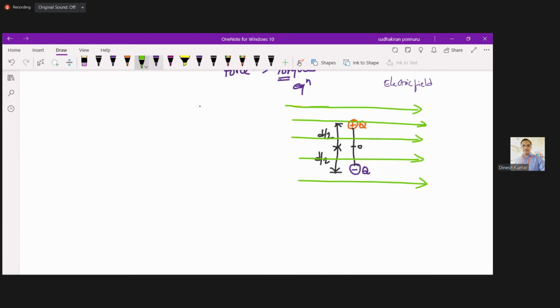Now, because of this electric field, the point charges, plus q and minus q, are going to experience some force. Let the force experienced by this point charge be in this direction. Let it be small f. Since this is plus q and the second point charge is negative, that is minus q.